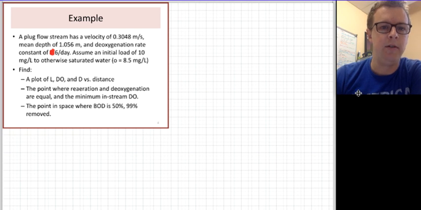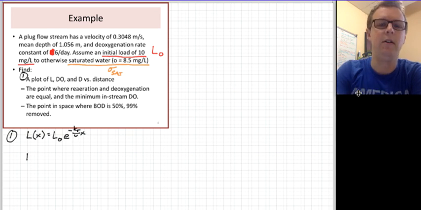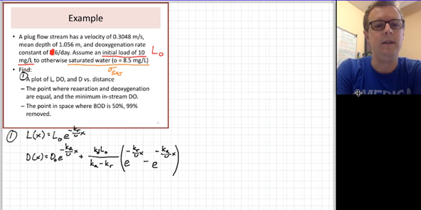This is an initial load of 10 milligrams per liter of BOD, meaning that the concentration of BOD at the point source, so after mixing, is 10 milligrams per liter, and saturated water at 8.5 milligrams per liter. So this initial load, and perhaps poorly worded, is this L naught, the BOD concentration at x equals 0. We're given a saturated oxygen concentration.